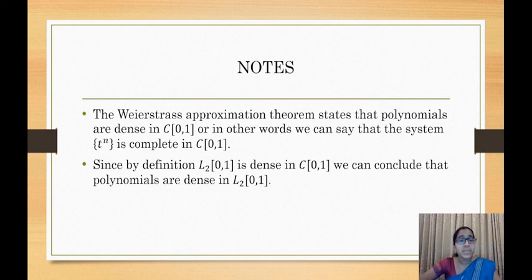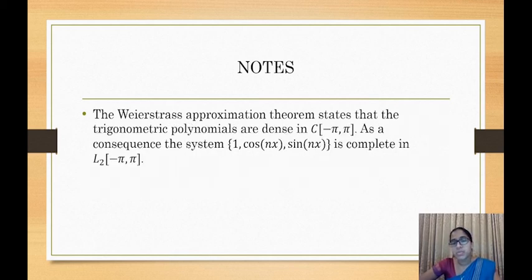Now similarly, the Weierstrass approximation theorem also states that the trigonometric polynomials, with the periodic function of period 2 pi, here the period of this interval is 2 pi, right? So the Weierstrass approximation theorem also states that the trigonometric polynomials are dense in C[-pi, pi], the closed interval minus pi to pi. So again, like we had done in the previous note, we can say that since the trigonometric polynomials are dense in C[-pi, pi], they are dense in L2[-pi, pi].